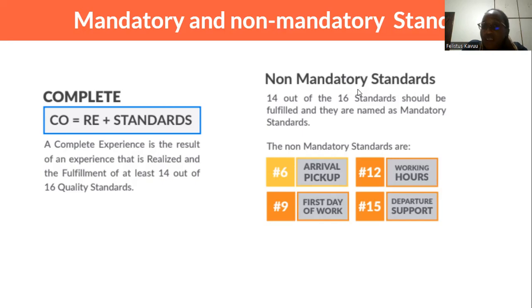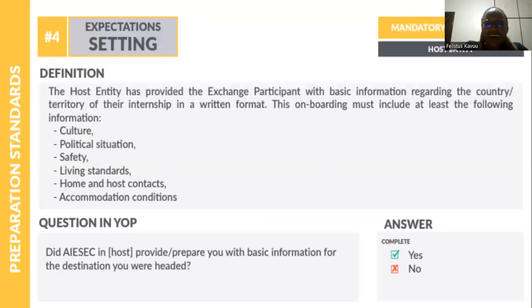Of the standards, there are 4 non-mandatory standards, but remember our aim is for completion. So we aim to fulfill 100% of the standards. Of the 12 we're in charge of, let's fulfill them. And then let's ensure that we reach out to the home LC, the OGV for the EP, to ensure that they also fulfill their standards so that we get a complete experience. Sawa?